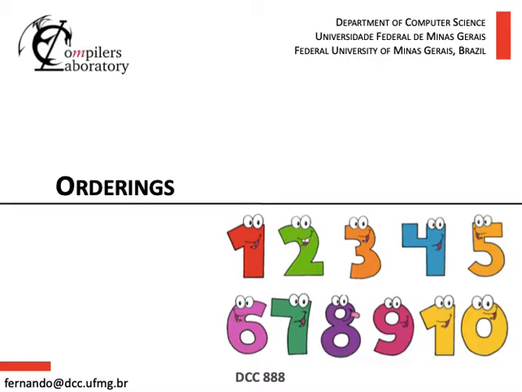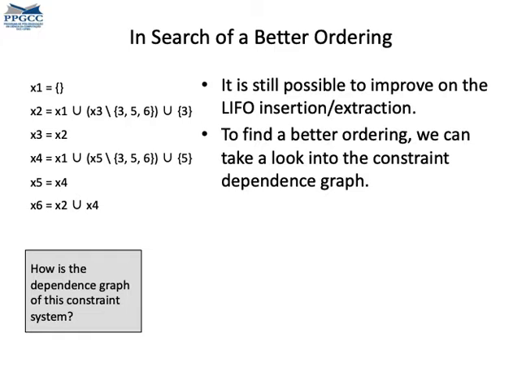In the last class, we heard about the worklist algorithm. In this class, we will see how you can make it run even faster by exploring different orderings in which constraints are evaluated. If you recall, the key to making the worklist algorithm work was to represent the constraints as a graph. Can you build a dependence graph for this constraint system on the left?